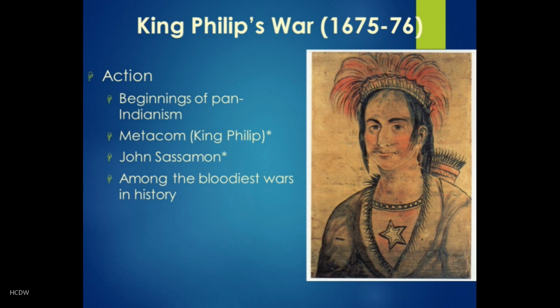The Indian population was wiped out. 4,000 killed or wounded. Many others were sold as slaves or became refugees. 1 in 10 white males were killed, and virtually every family was affected. 20% of English towns were burned, as were almost all Indian towns.